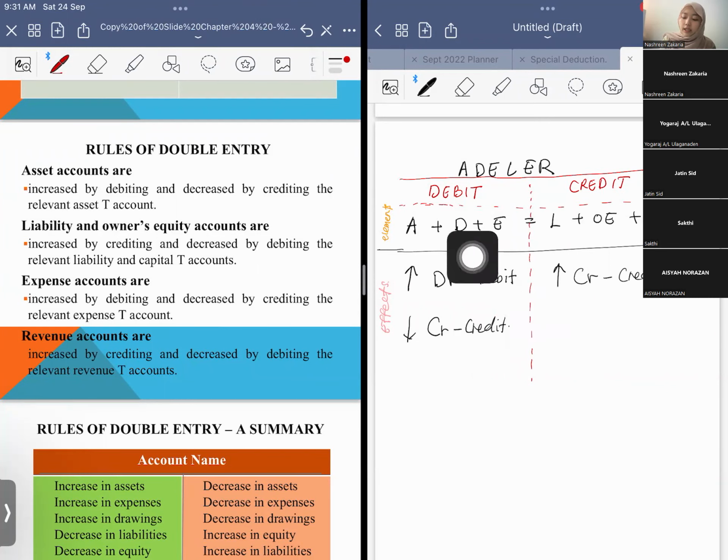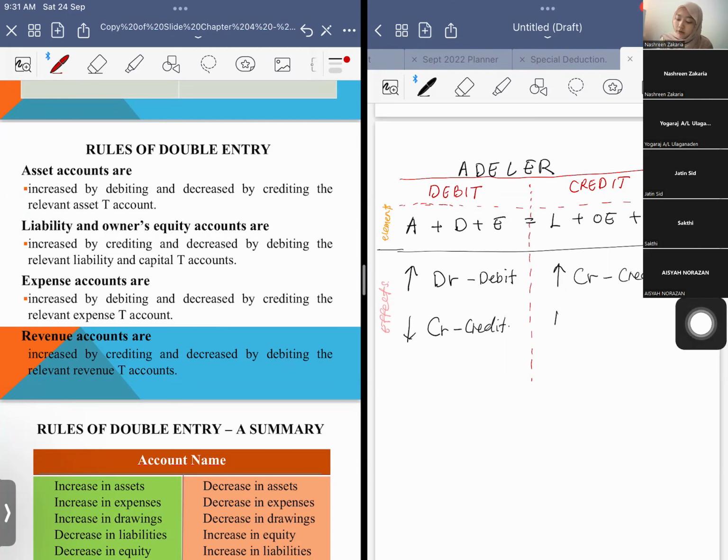If you look here, it actually contradicts. If asset, drawing, and expenses are increasing, you will need to debit them. Debit what? Debit the accounts, for example the cash account. So you need to debit the cash account. If just now we talked about a loan, we take in a new loan, meaning we have a new liability. Our liability is increasing, but the nature of liability is credit, right? So we need to credit it when it's increasing.